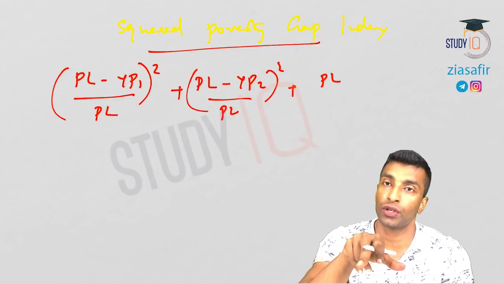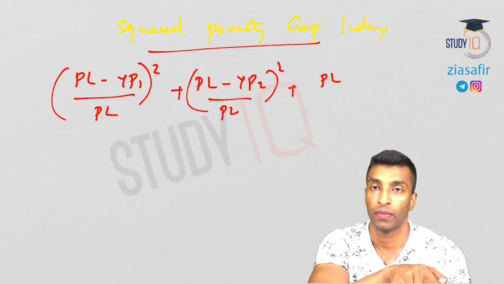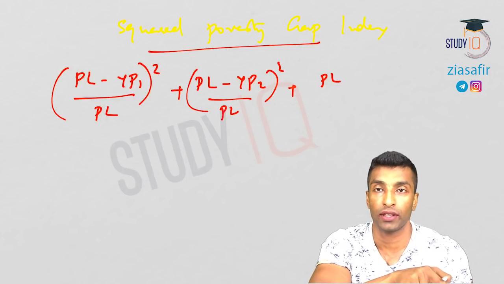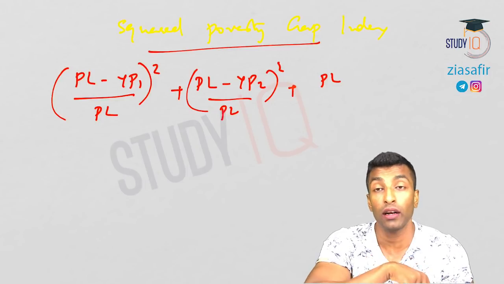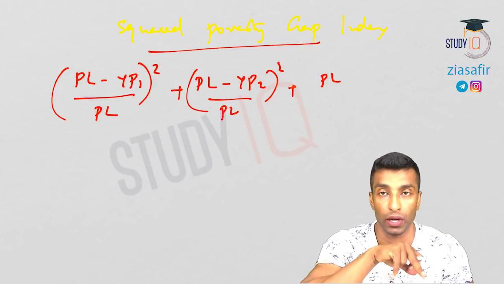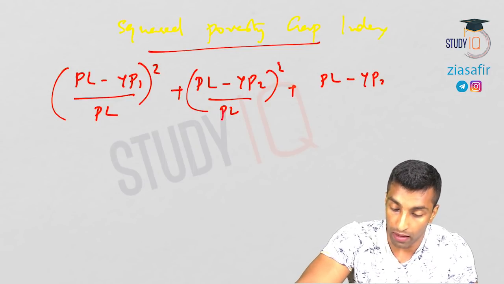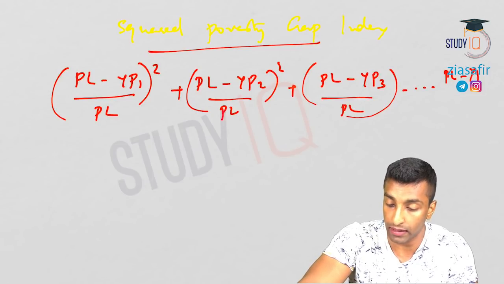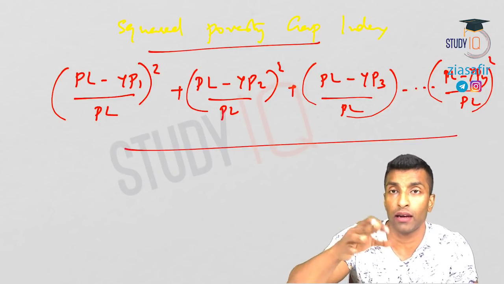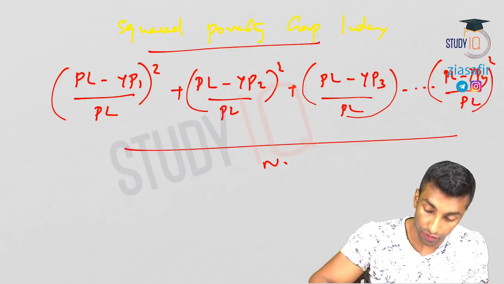I hope you understood how the poverty gap index is required even if there is a headcount ratio. The headcount ratio is not enough to explain everything, so we need the poverty gap index. The poverty gap index might also have some problem, so we need this squared poverty gap index. I'll show you with an illustration. So PL minus YP3 divided by PL, like this, up to PL minus YPN divided by PL, and divided by n, since n is the total number of people.